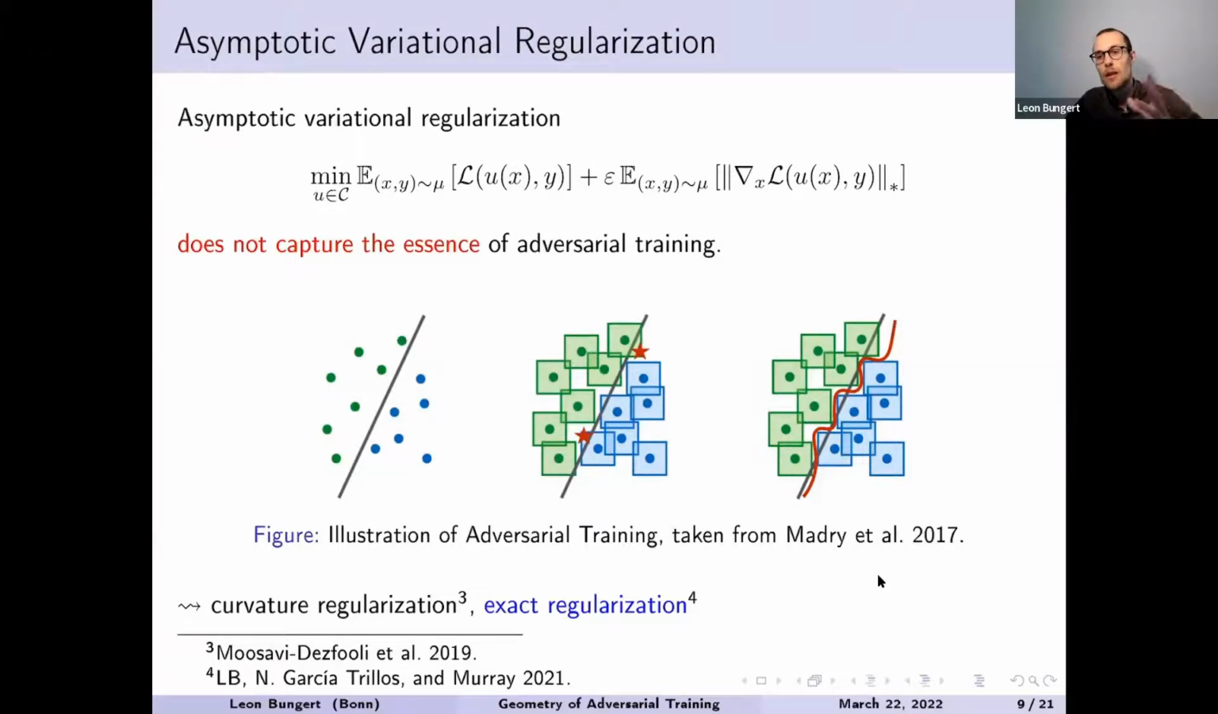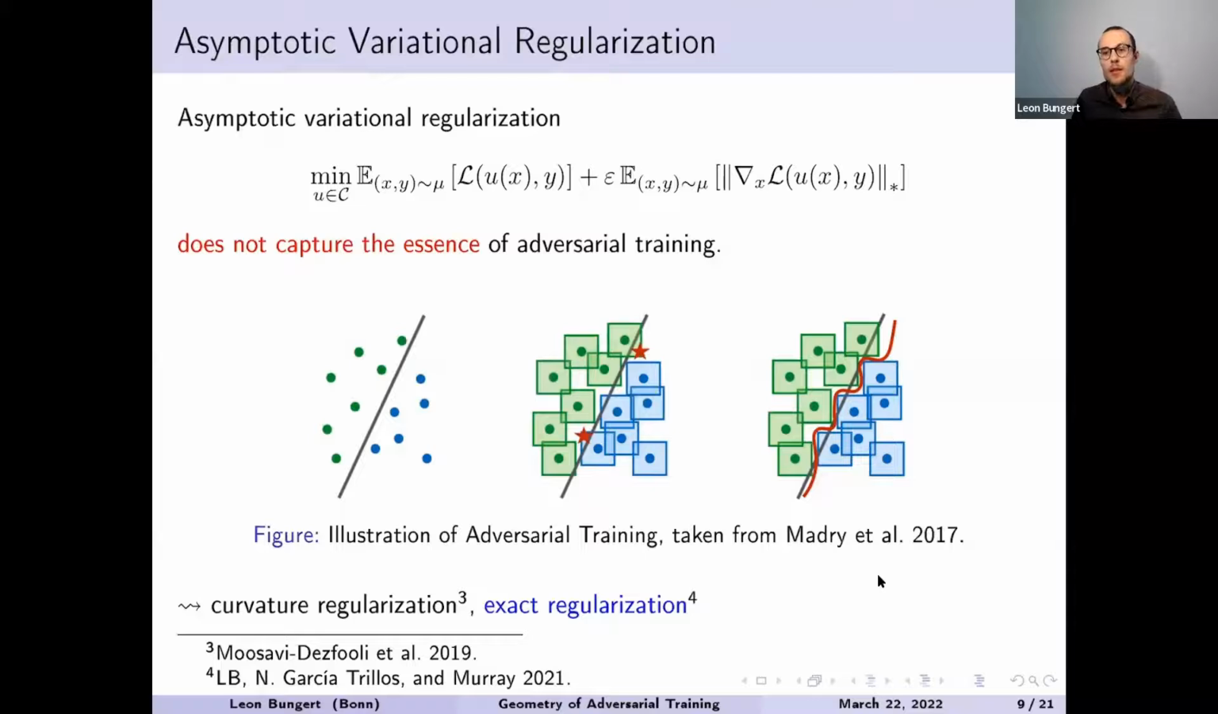You could just include their precise expression into the regularization problem, and this then leads to something which is called curvature regularization, where you're basically also penalizing, let's say, the Hessian matrix of the loss function. But also this is only an asymptotic expansion, so whenever epsilon is rather small, this will become a bad model compared to the original adversarial training problem. And therefore, I propose to look at exact regularization.